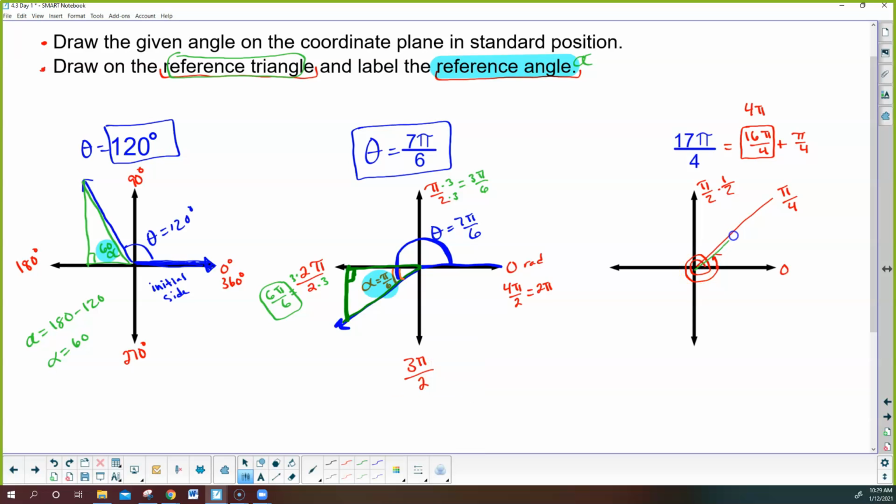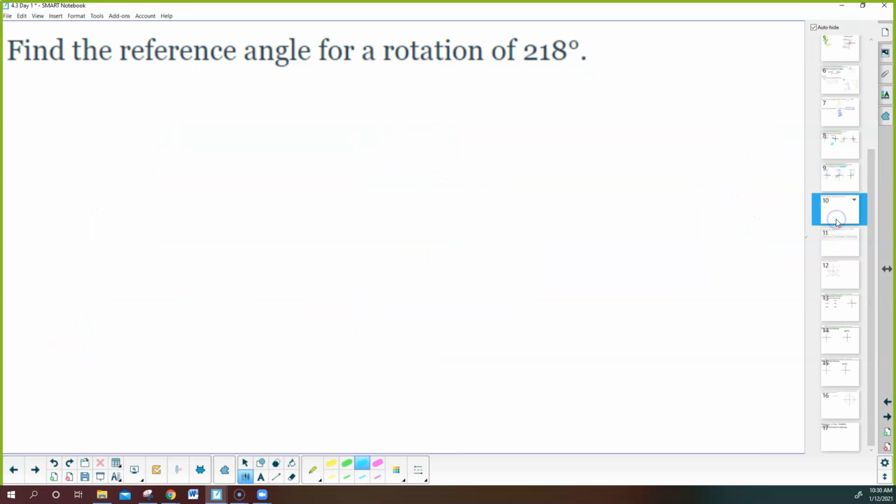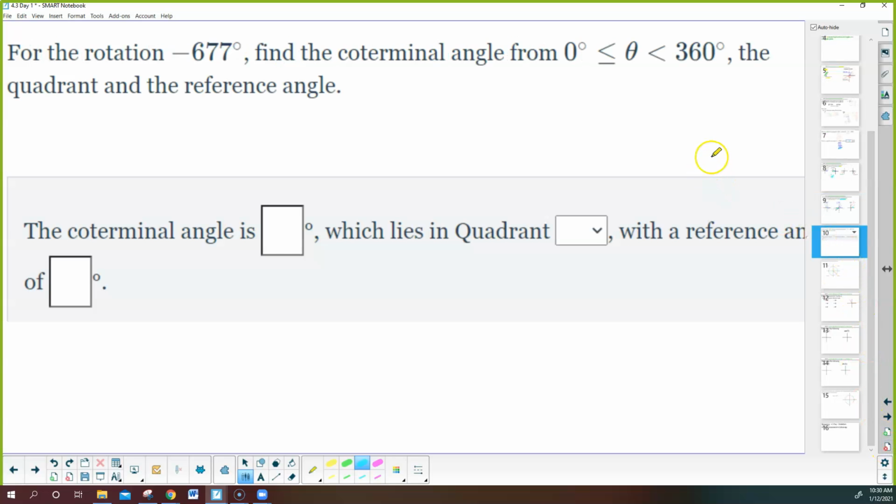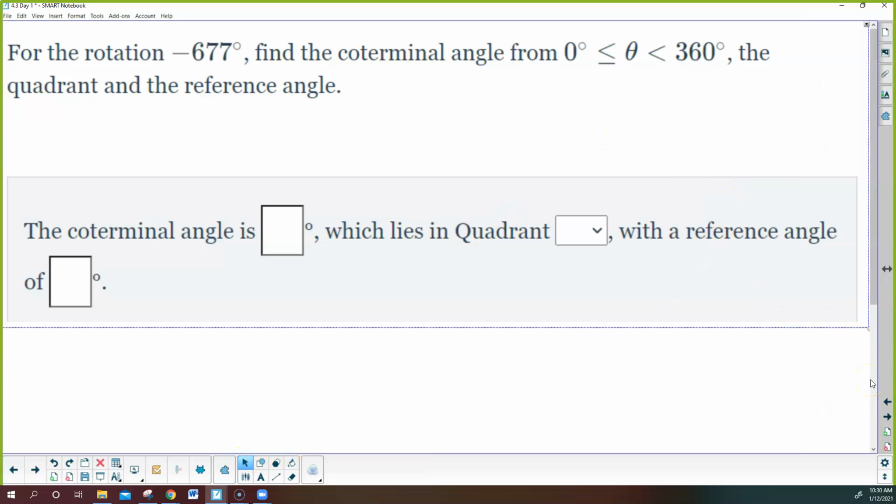So to draw its triangle, we're going to go here. And then its angle is the reference angle, just this size, not 4 times, not twice around the circle, but that reference angle is just pi over 4. So, we're going to skip that one.